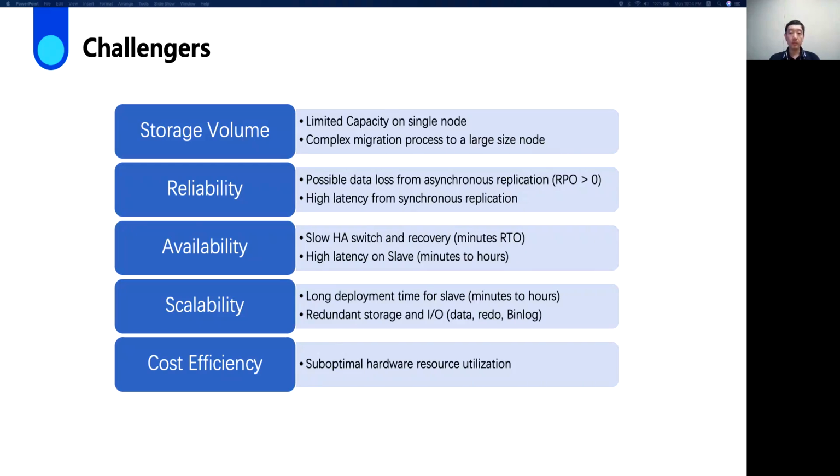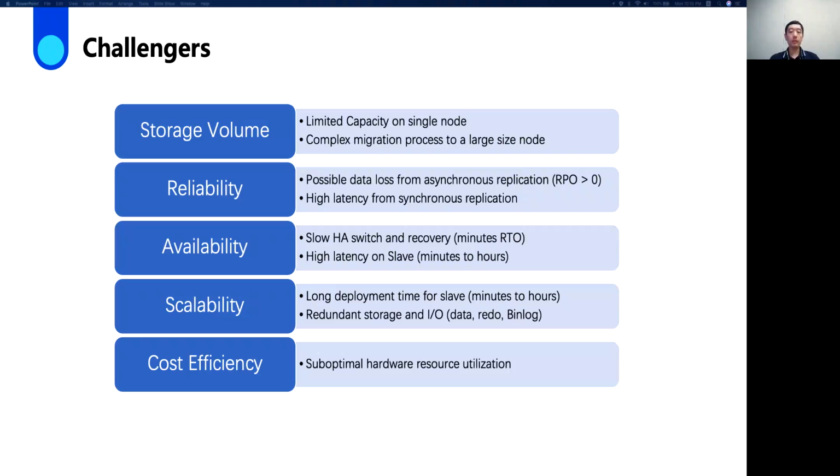Also, once the limitation of storage capacity on one machine is hit, the database instance has to be migrated to a larger size node. The process is pretty complicated and time-consuming. Reliability and availability-wise, data loss could happen with asynchronous replication. Synchronized replication is safer, but the latency is much higher. Also, it might take a longer time to recover from a failure and HA switch, negatively affecting the system availability.